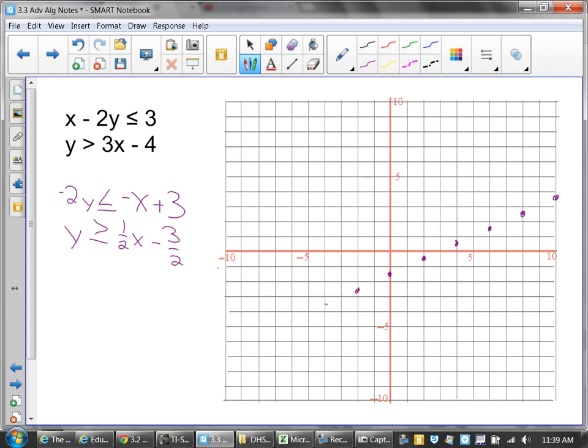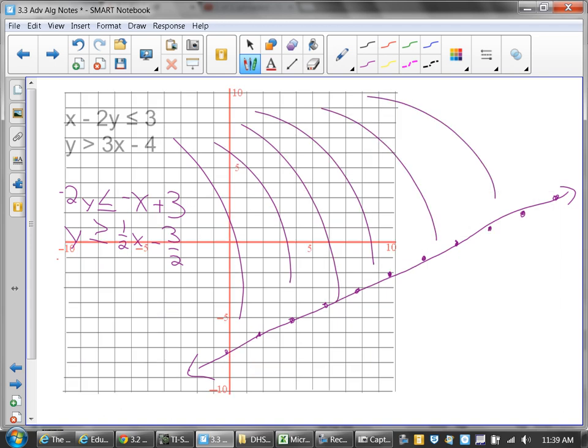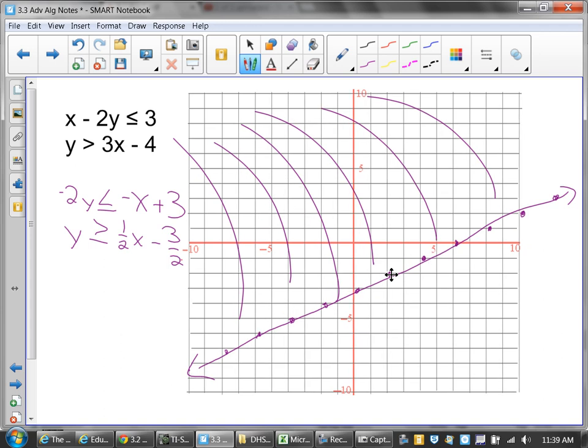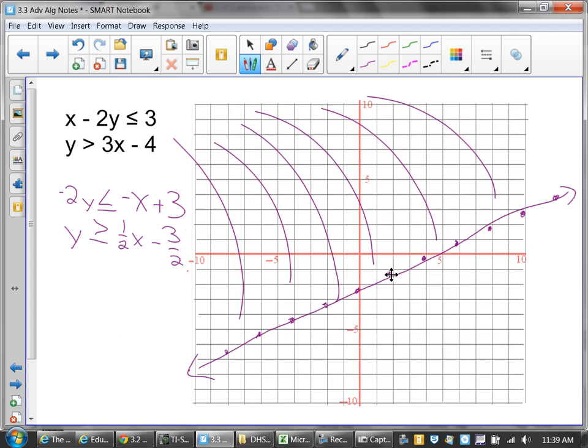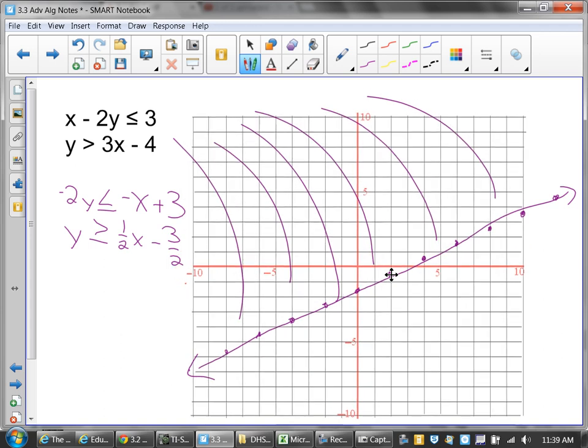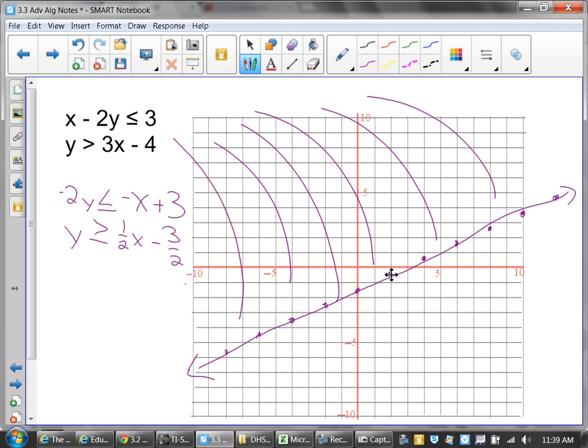Was this one going to be a solid or a dotted line? Do you remember? Solid. Yeah, that one's a solid. And then we test it through the origin. Is 0 minus 0 smaller than 3? Yeah. Down a little bit more. Good. And the other one starts at negative 4, goes up by 3.